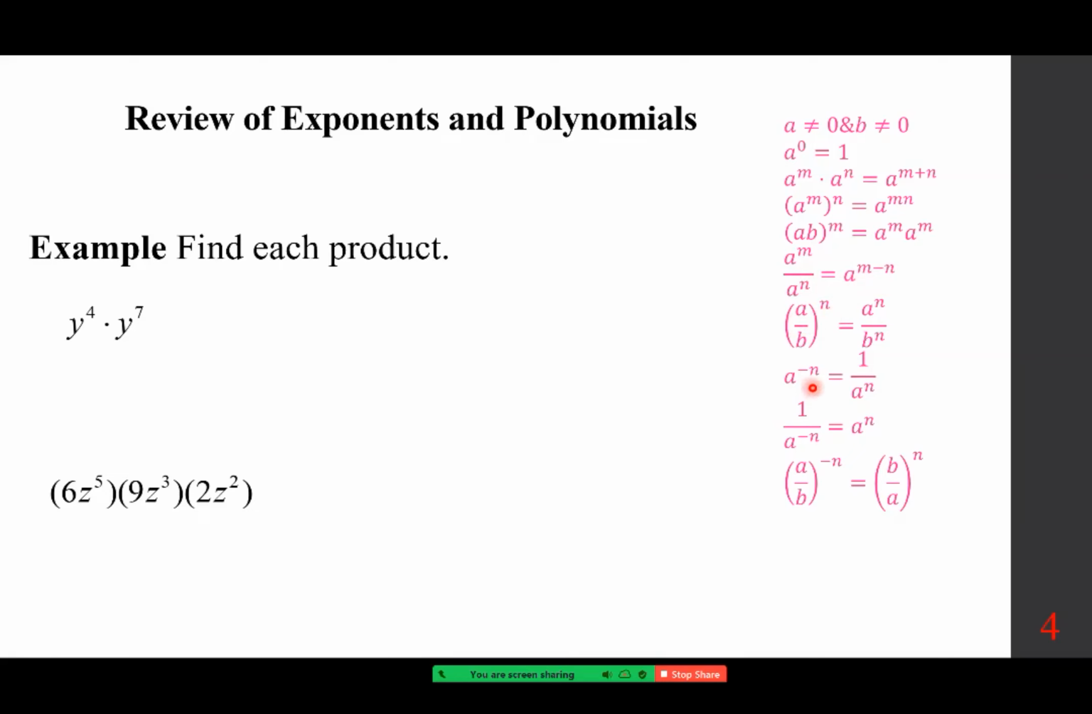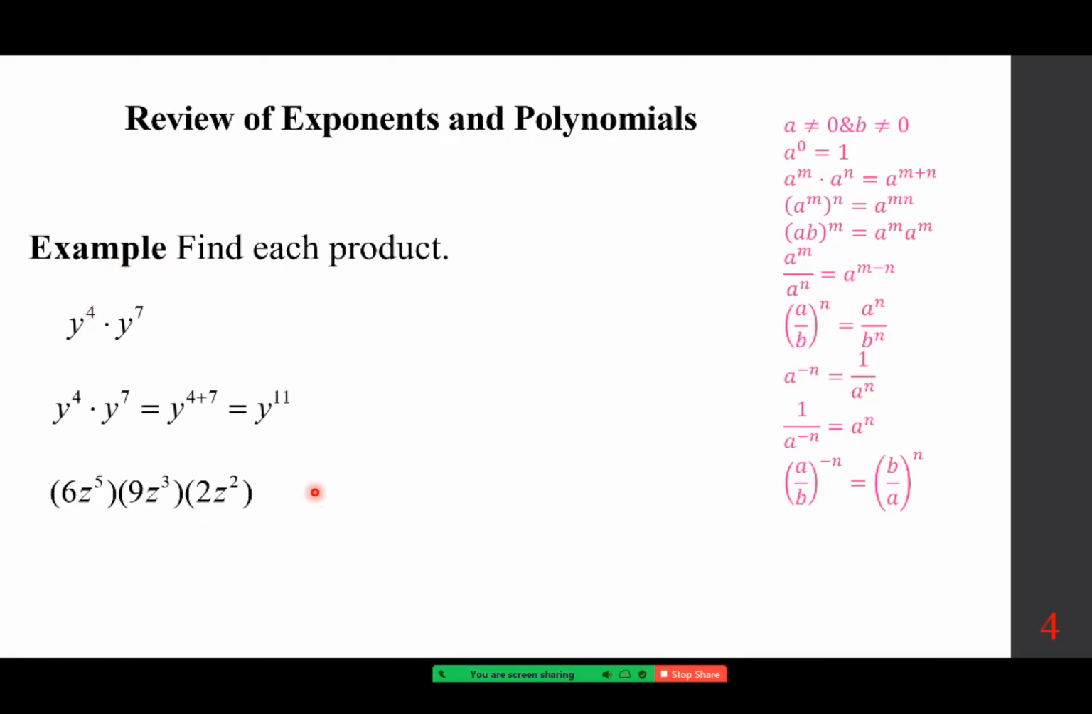And this is a negative exponent. There are a couple of them. For example, this one is 1 over a to the power of n. This one, negative n, comes up. And if you have a over b to the power of negative, you flip it over and you make it positive. For example, if you're dealing with those two, we just add 4 and 7.